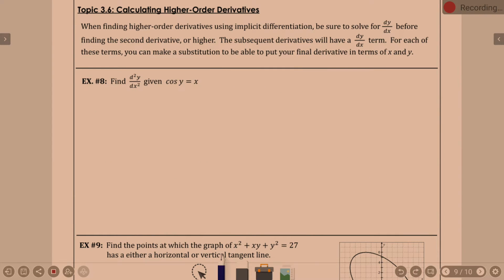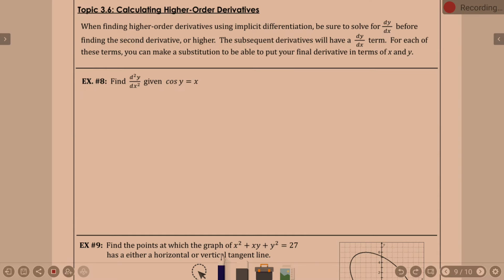So, calculating higher order derivatives. We've done higher order derivatives already. Finding second derivative, third derivative, fourth derivative, fifth derivative, so on and so forth, right? The key is higher order derivatives when using implicit differentiation. So be sure to solve for dy/dx before finding the second derivative or higher. The subsequent derivatives will have a dy/dx term in them. For each of these terms, you can substitute to be able to put your final derivative in terms of x and y. So we're going to have several steps along the way here.